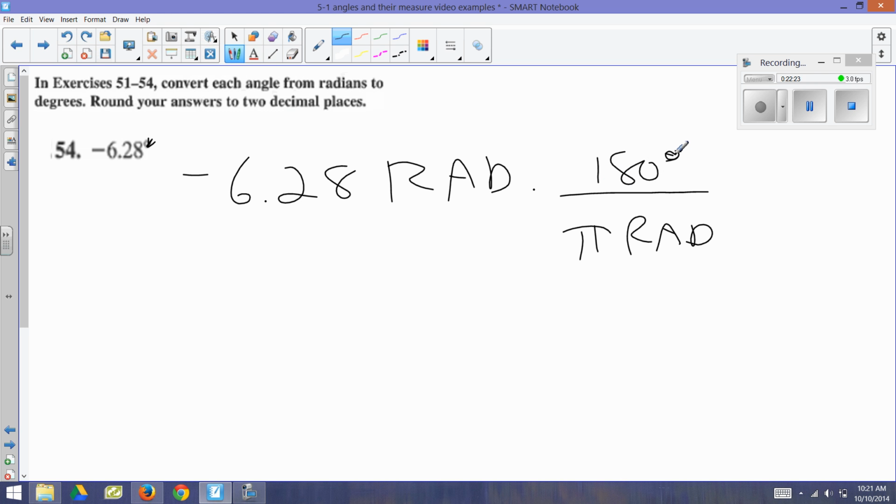So put that in your calculator: negative 6.28 times 180 divided by pi. And it will give you negative 359.82 degrees. It's almost a whole circle. And that makes sense, because pi is 3.14, so 2 pi is about 6.28. So that's one circle around. One circle around is about 360 degrees.